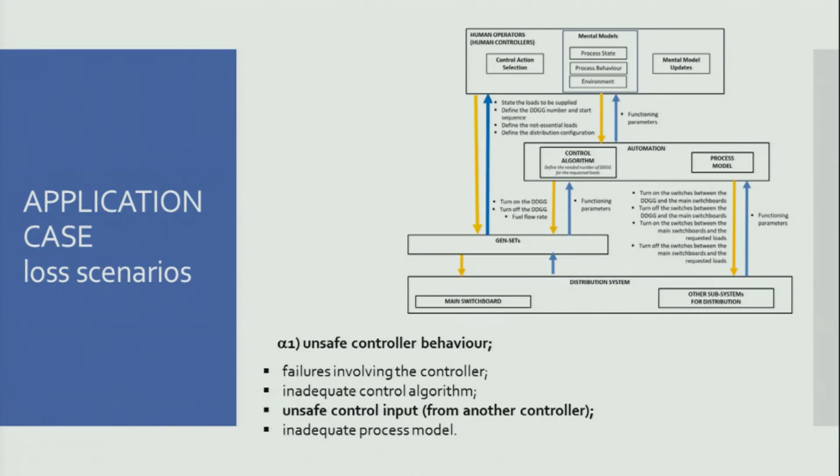You see that now it's time to understand why another controller might have delivered an unsafe control input. And in that case, we selected a publication that we found on the web, and we could observe that inside the human operator, we can select the control action selection frame, the mental model that is made in turn of other three parts, and then the mental model updates that come from the automation.